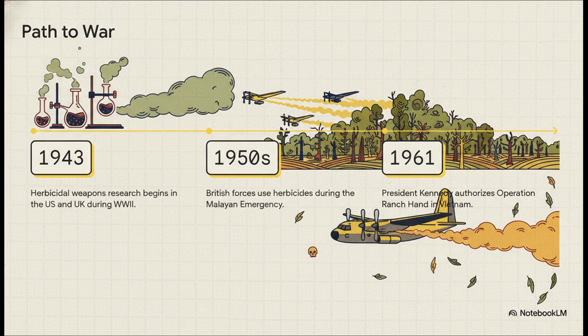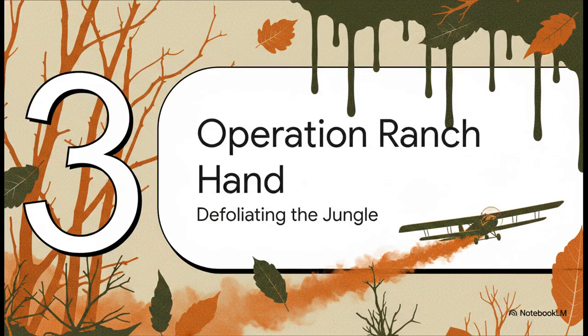That experience heavily influenced the U.S., and it led directly to President John F. Kennedy giving the green light for Operation Ranch Hand in late 1961. And that brings us to the operation itself. Part 3, Operation Ranch Hand. The unofficial motto of the pilots who flew these missions was this grim, ironic twist on an old slogan, "Only you can prevent a forest."